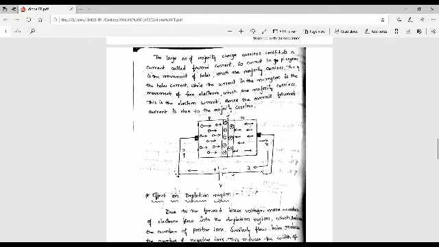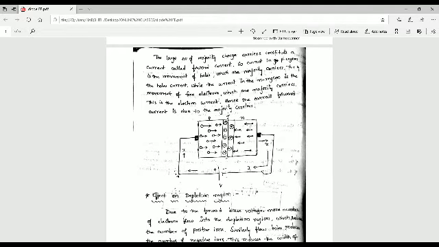Next one, effect on the depletion region. Due to forward bias voltage, more current flows into the depletion region, which reduces the number of positive ions. Similarly, the flow of holes reduces the number of negative ions. So in this condition, the width of the depletion region is reduced.